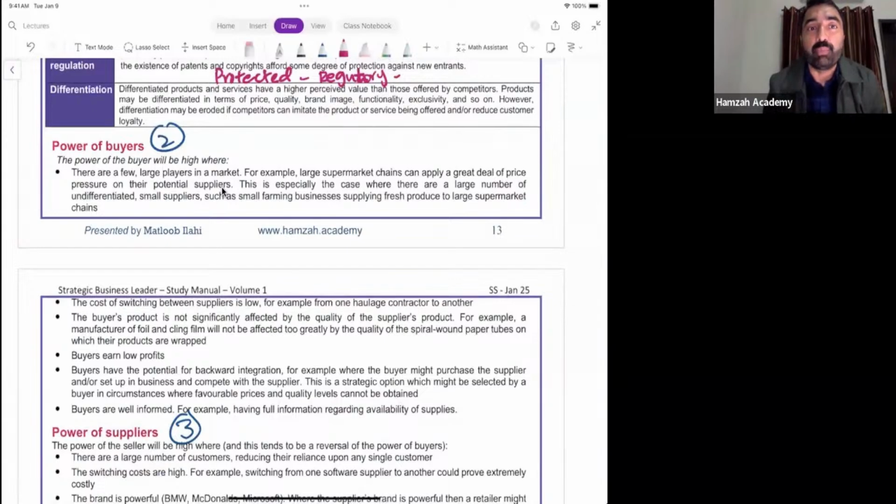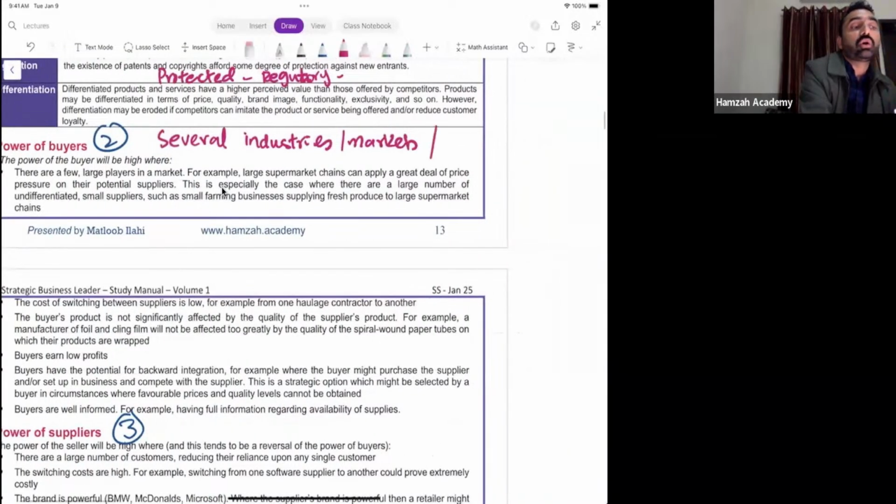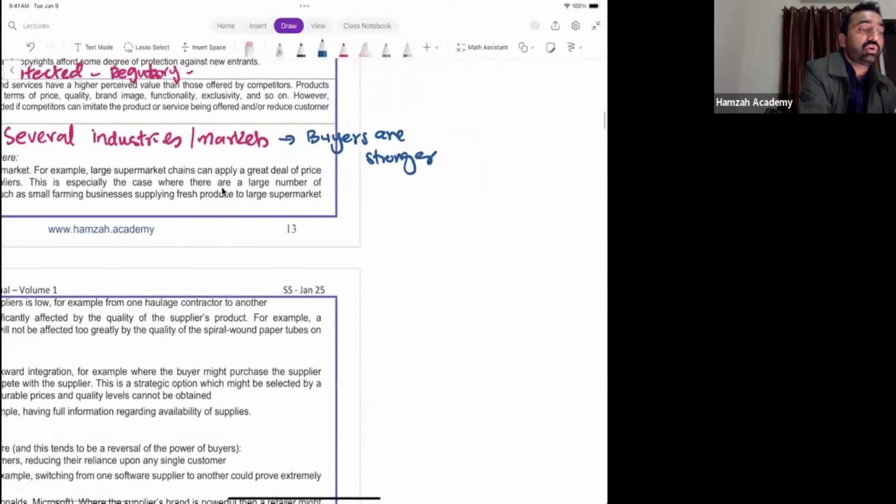Next, competitive forces called power of buyers. Power of buyers, sometimes buyers are big and suppliers are small. And we see in a lot of industries and markets, buyers are strong, stronger than suppliers.